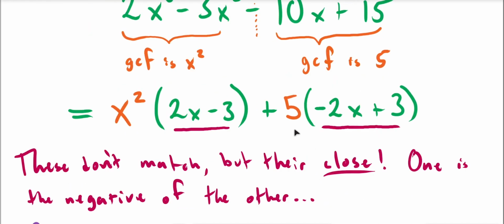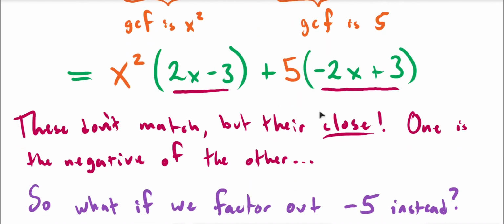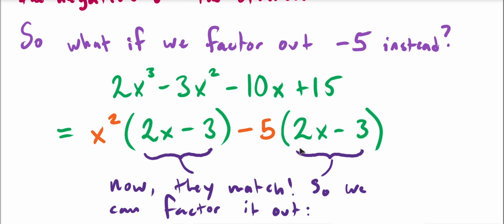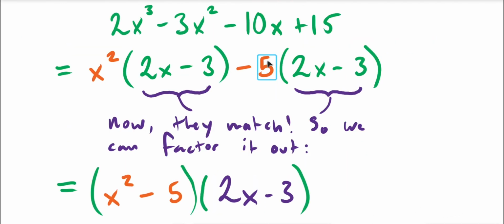Now, we're sort of in a different boat because these two don't exactly look alike, but they do look close to each other. I mean, one is just the negative of the other. One has the opposite signs as the other one does. So what if instead of a 5, we factored out a negative 5? We usually think about greatest common factor with positive numbers, but here's a situation where we might want to consider the negatives too. If I do that, what I wind up instead is 2x minus 3 and another 2x minus 3. And since we have matching now, we can factor out this common term. That gives us x squared minus 5 in its own term, and 2x minus 3 gets pulled out into the second term. We've written the polynomial as a product, so we've factored.